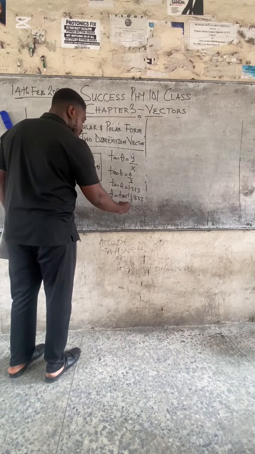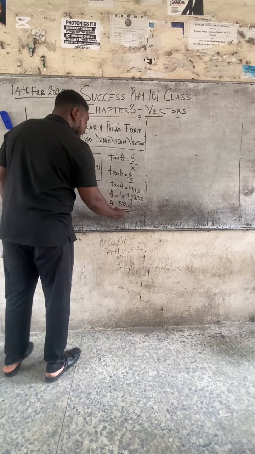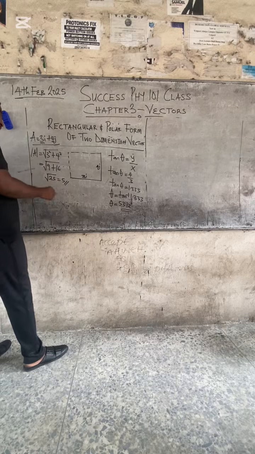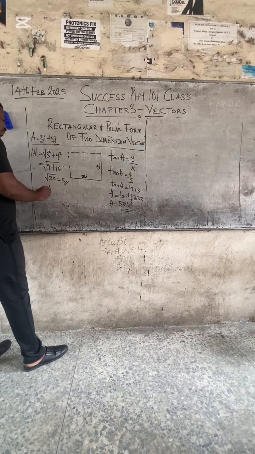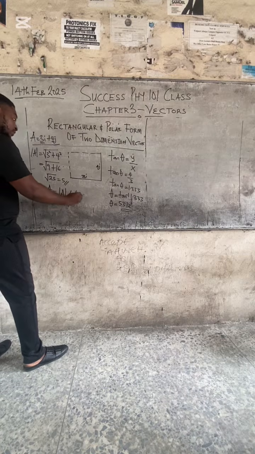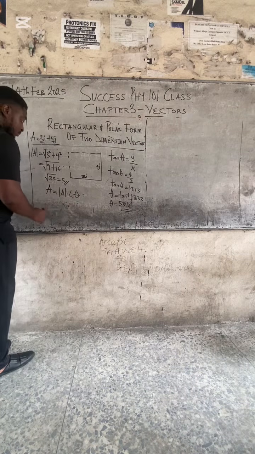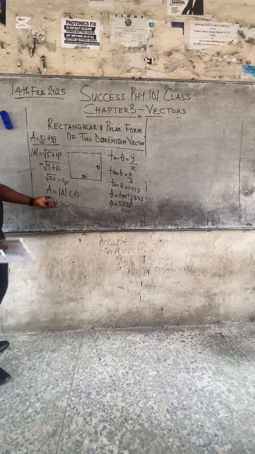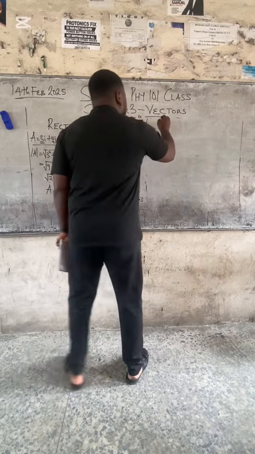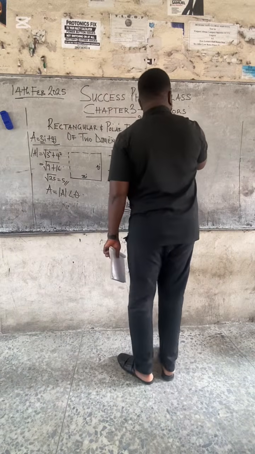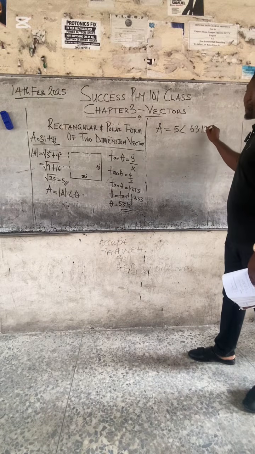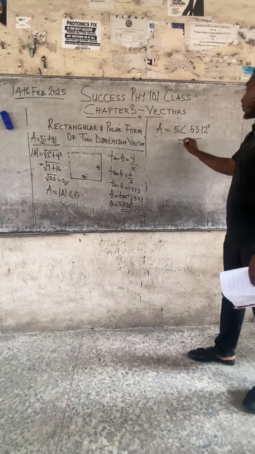53.12 degree. Class, the angle subtended by this vector is 53.12 degree, and the magnitude of this vector is 5. So class, this vector in polar form is the magnitude of A and the angle subtended by A. The polar form of the vector is written in this format: the magnitude of the vector and the angle subtended by the vector. So what is the magnitude of the vector, class? Magnitude is 5. And what's the angle subtended by the vector? 53.12 degree. This is the polar form of this vector.